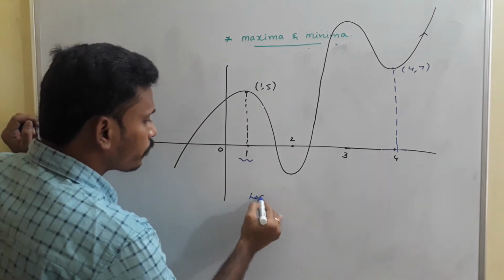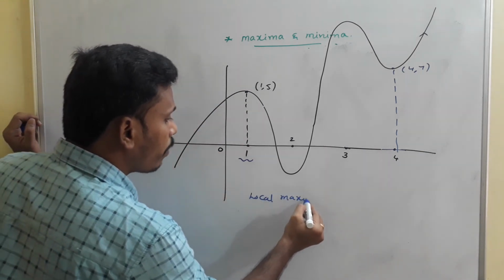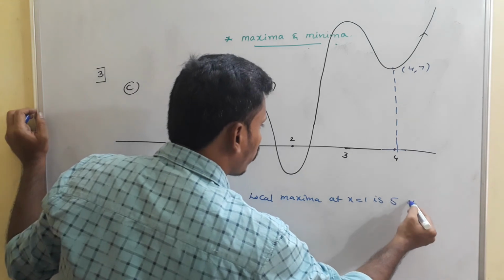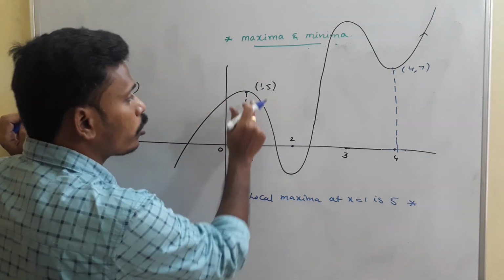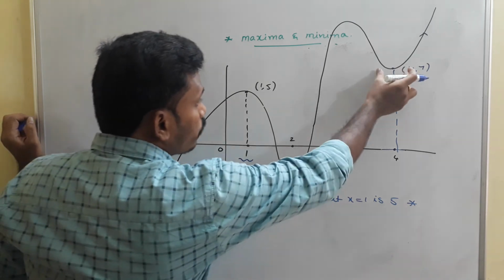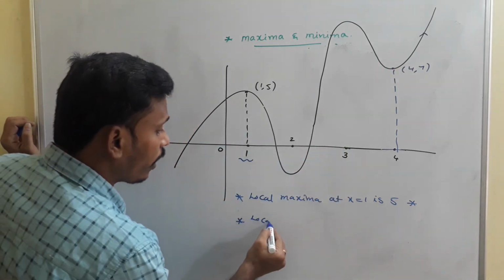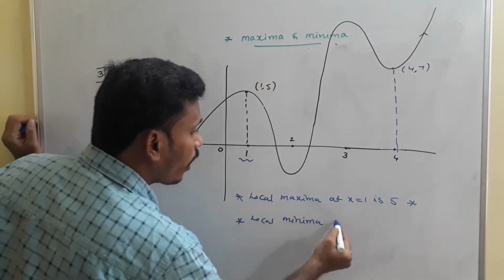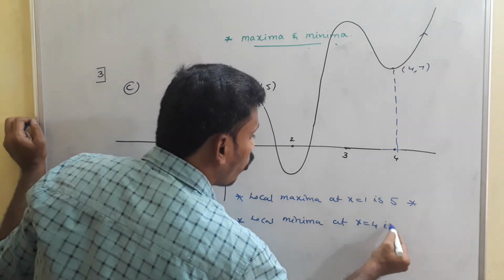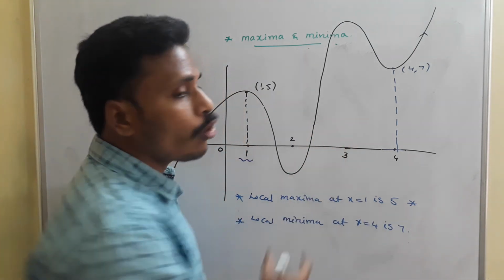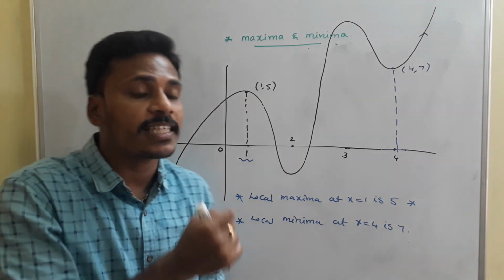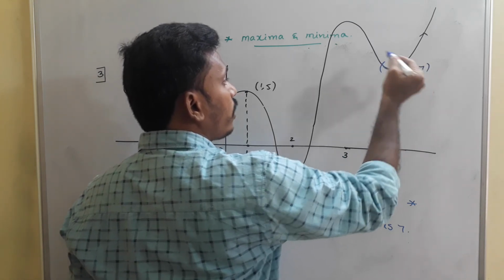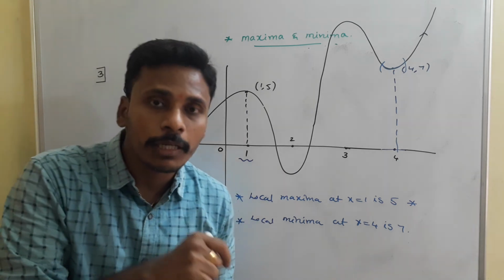So there is a chance to say the local maxima at x equals 1 is 5. Is it right? Just observe the statement: local maxima at x equals 1 is 5. And when you observe at x equals 4, here the curve is a lower peak, right? Local minima exists. Local minima at x equals 4 is 7, because in the surroundings of 4, the function f of x has minimum value 7. If you consider the surroundings of 4, this is the graph. So at this point the function has a minimum and the minimum value is 7.